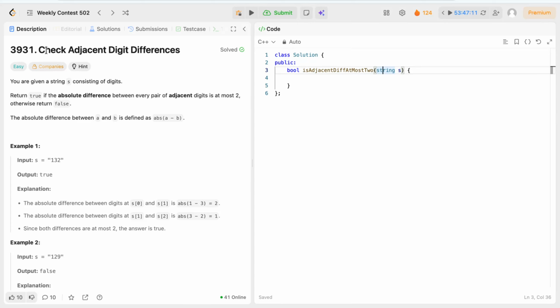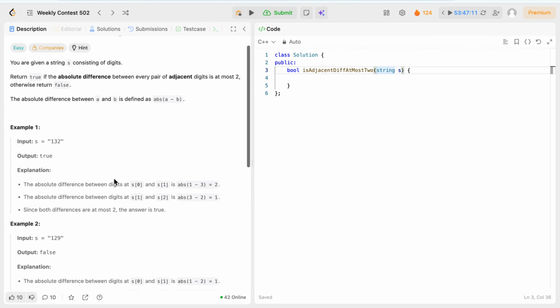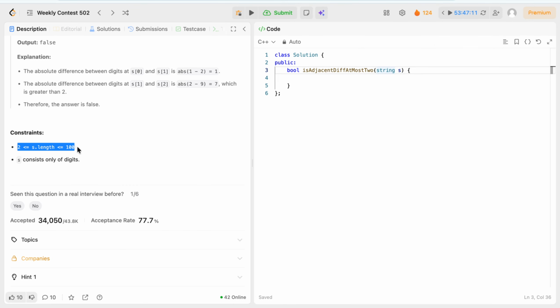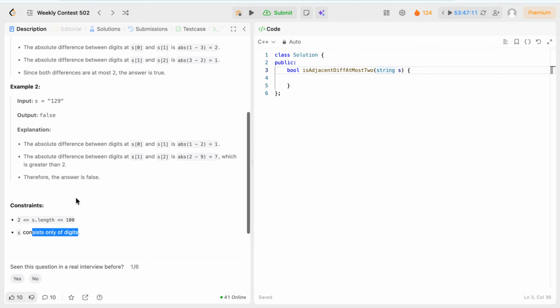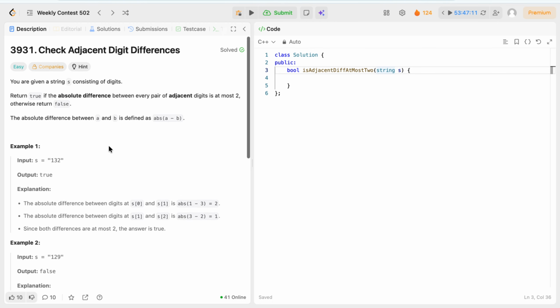Hi, so this is the first question of weekly contest 502. In this question, we are given a string S which consists of only digits, so it will have only 0 to 9.